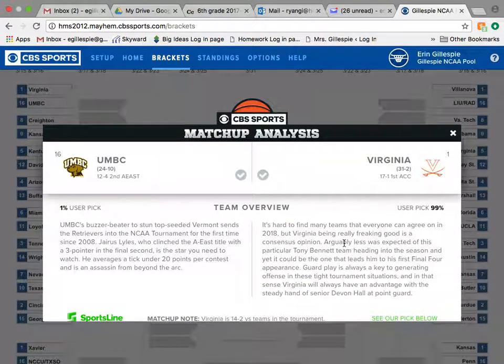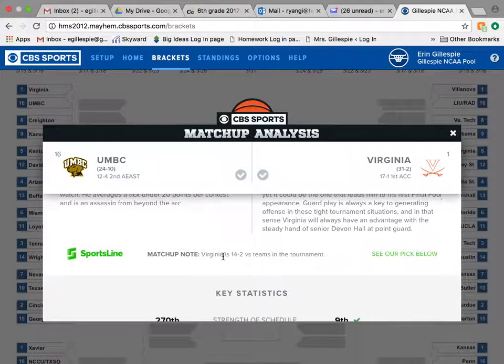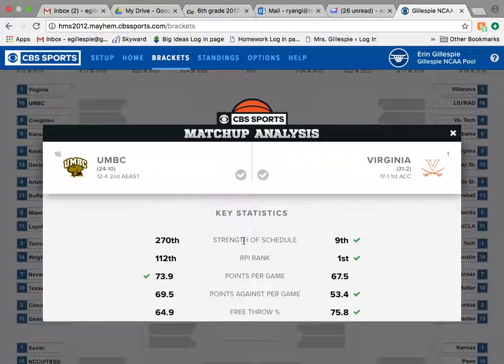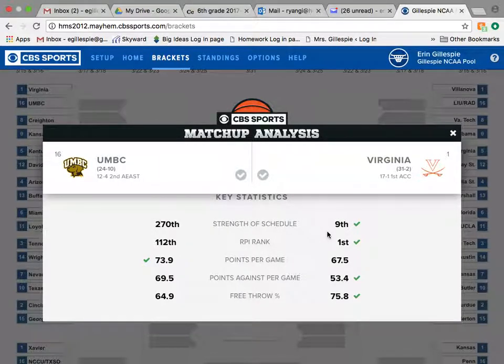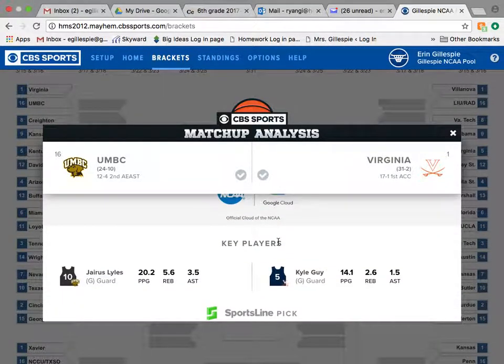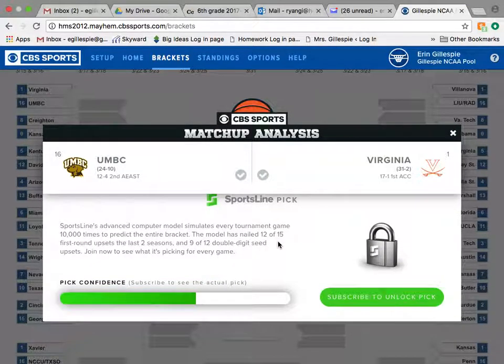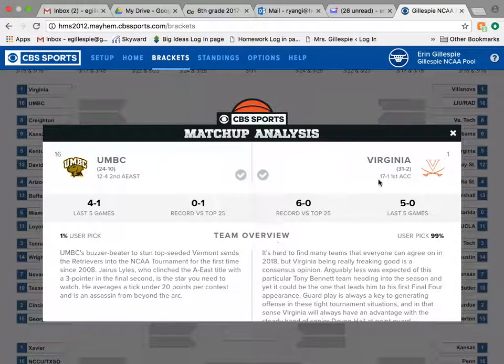You can read up on the teams, like their strengths and weaknesses. And then this also gives you some stats. So their strength of schedule, like how hard were the teams they played against, points per game, free throw percentage, just some things to look at, their key players, all sorts of cool stuff to look at. So you can get as in-depth with this or not as you want.